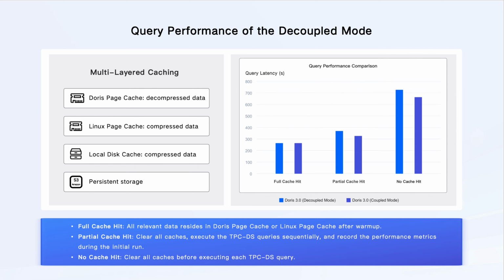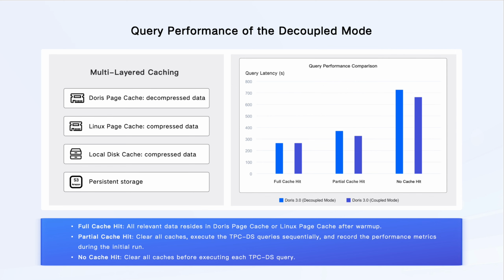To see how the decoupled mode of Doris plays out in practice, we ran benchmark tests. The rightmost group of results shows the worst case scenario, where we clear all caches before each query, forcing every query to fetch data from remote storage. We can see that the decoupled mode runs about 30% slower than the traditional coupled mode.